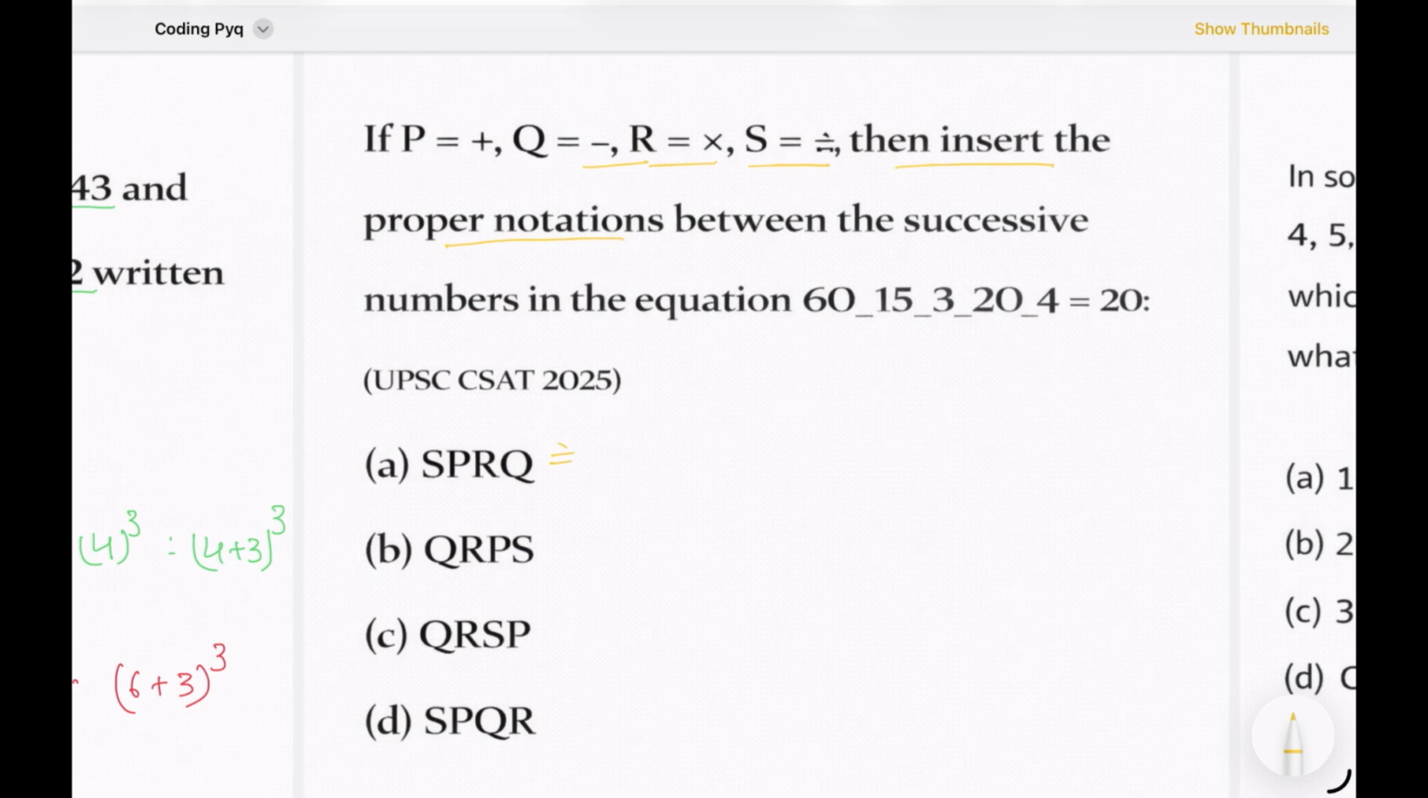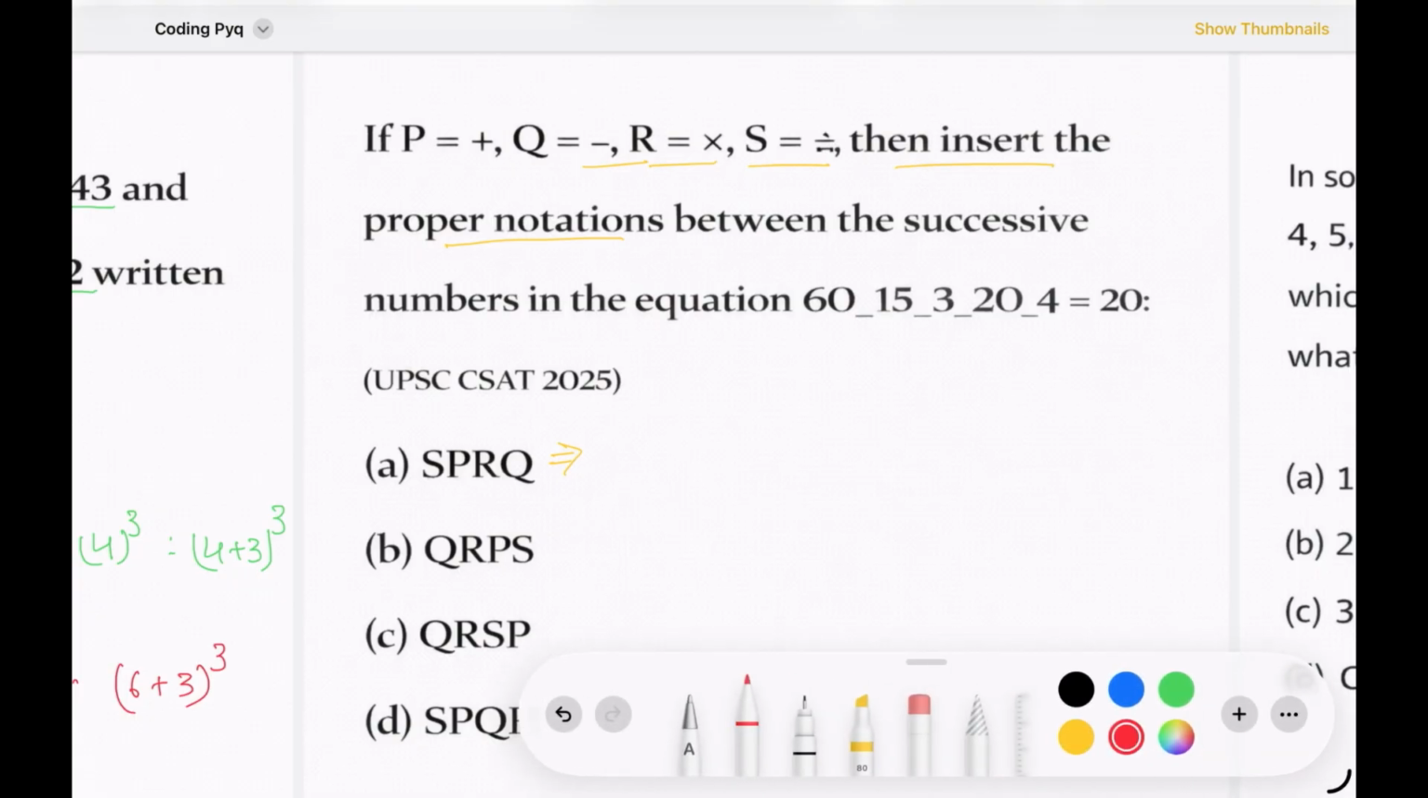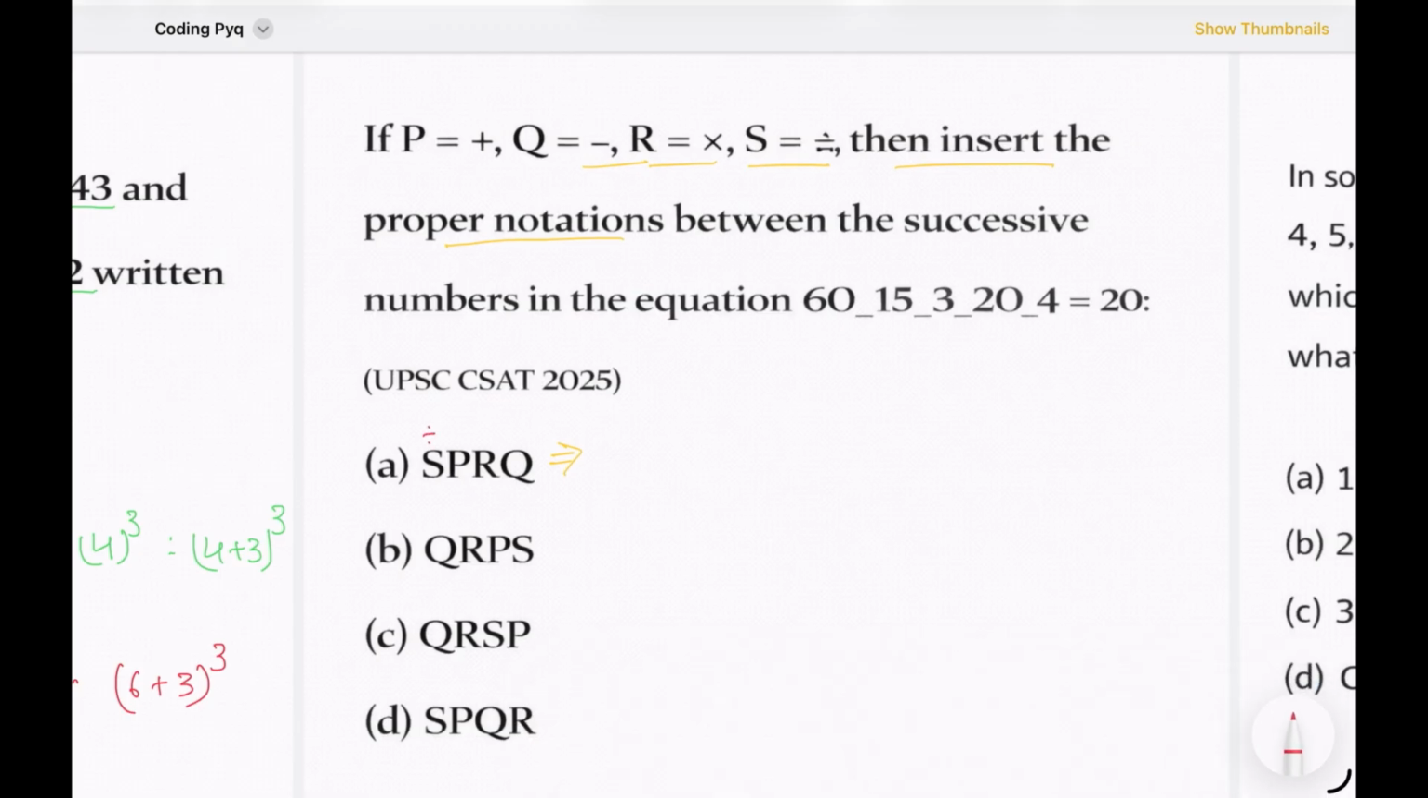For option A, we have S, P, R, Q. S represents division. First we have division, then addition, then multiplication, and then we have to subtract. So 60 divided by 15, then addition of 3, then multiplication by 20, and 4 is minus 4. So 60 divided by 15 we have 4, plus 3, 4 plus 60, 64, 64 minus 4 will be 60. 60 is not equal to 20, so option A can't be an answer.